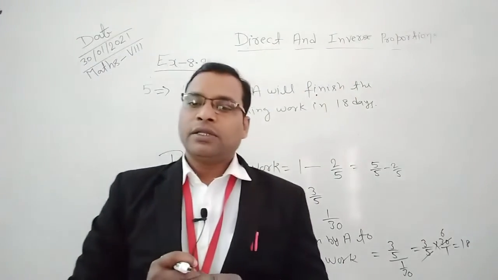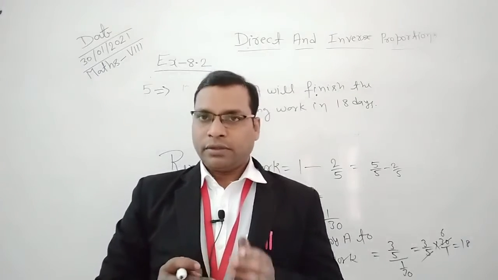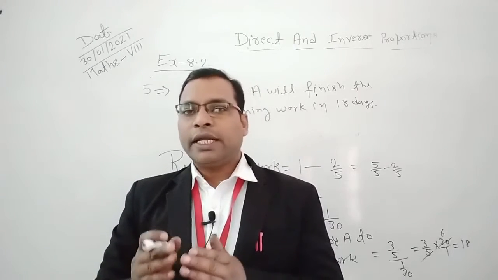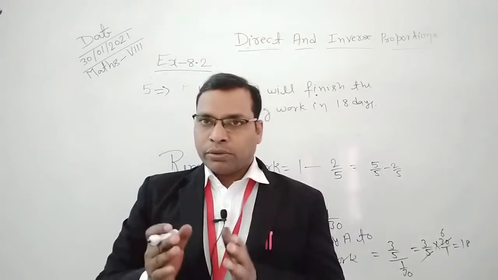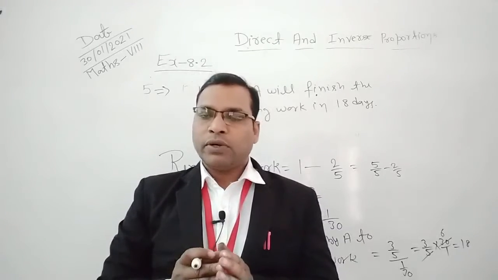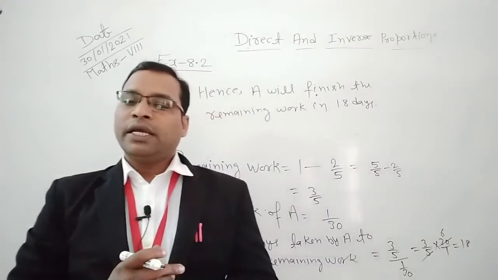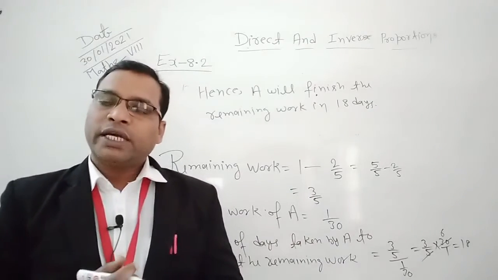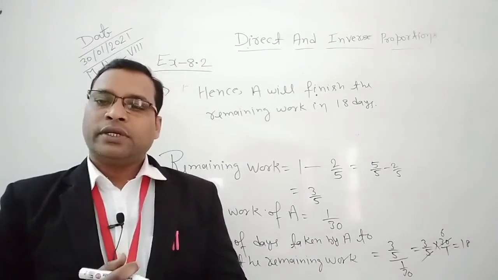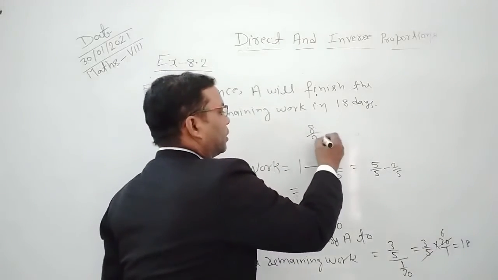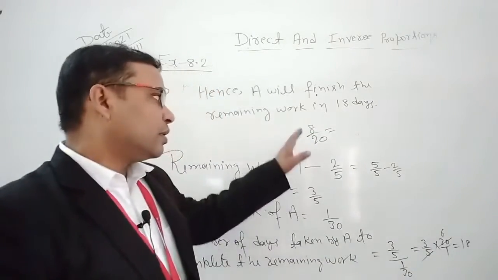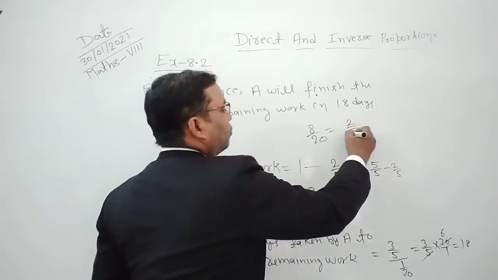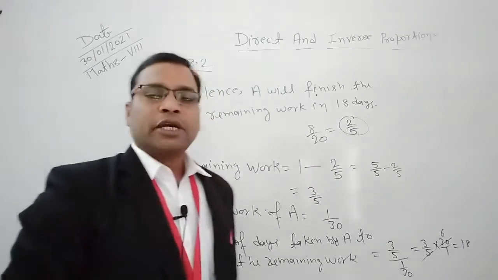So you can find the 1 day work of A and B together. So obviously you can see 1 by 20. This is the 1 day work completed by A and B together. But both A and B work together only 8 days. So you find here 8 days work of A and B together. So obviously you can say 8 by 20. If you simplify this, then you get 2 by 5. This is the work in 8 days completed by A and B.